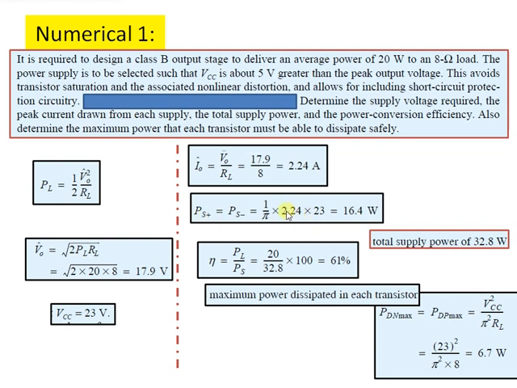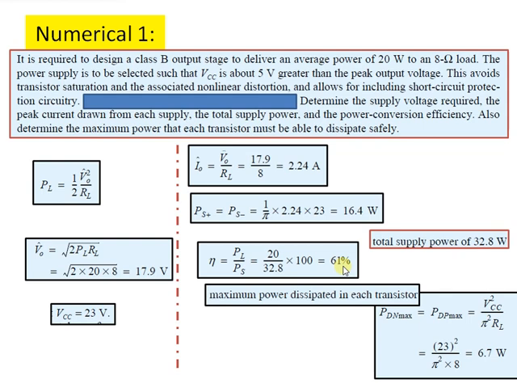Individual power will be equal to 1 by pi into VCC into I naught cap, that is equal to 16.4 watts. Total power will be the sum of PS plus and PS minus. So 16.4 plus 16.4 gives me a value of 32.8. To compute power conversion efficiency, eta is equal to PL by PS. PL is 20, PS is 32.8. In terms of percentage, that will give you a value of 61%.